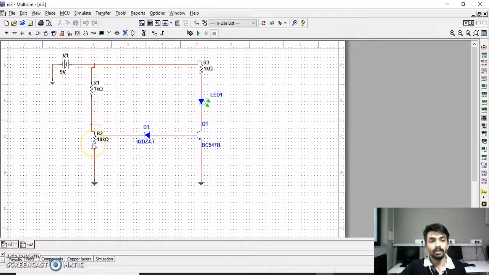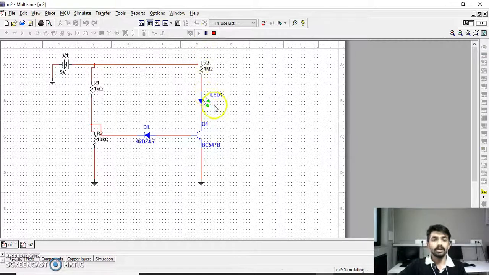So this is the circuit of the transistor used as a voltage regulator. Here I have taken 3 resistors, 1 green LED and 1 Zener diode of 4.7 volt breakdown, and 1 transistor. There are many Zener diodes available with different breakdown voltages, but I have taken a 4.7 volt Zener diode. So now I am giving 9 volts and I am playing this.